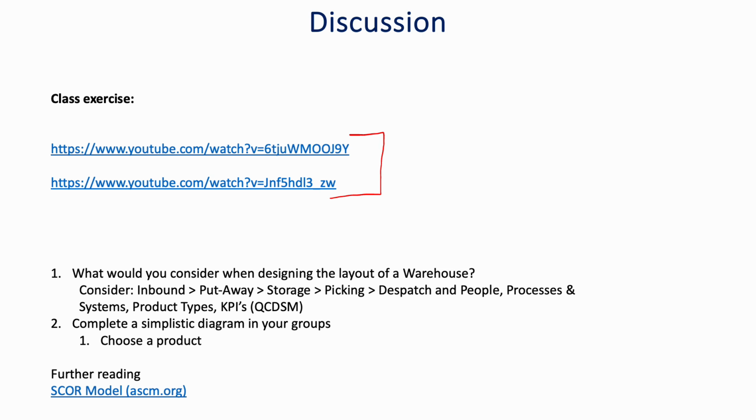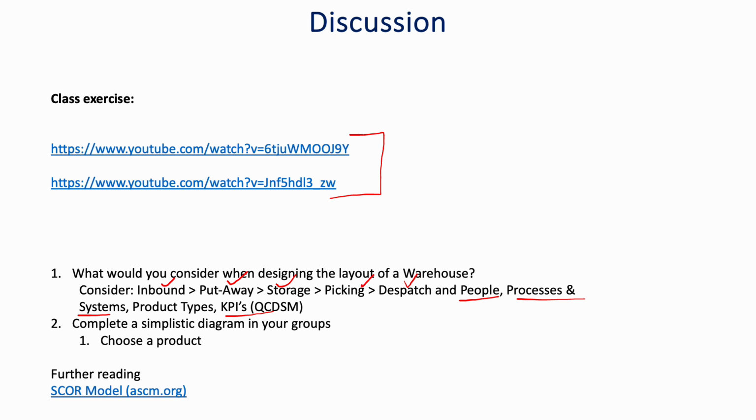Now, what I want you to do as an exercise, and you present this in class, is what would you consider when designing the layout of a warehouse? So in other words, what's included in a warehouse? As we said, you've got inbound, put away, storage, picking, dispatch. All your inputs or resources are around people, processes, systems. What are the different product types? What will you measure? So I want you to complete a very simplistic diagram.